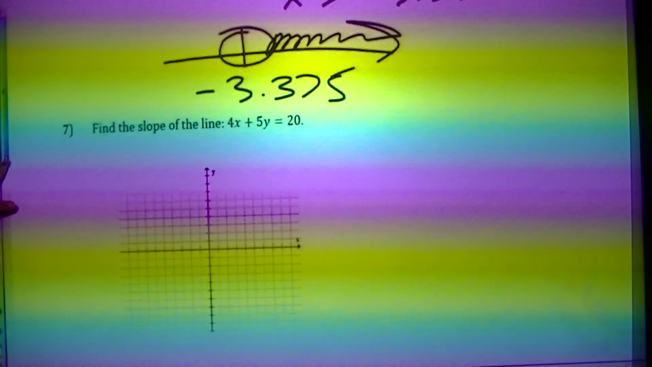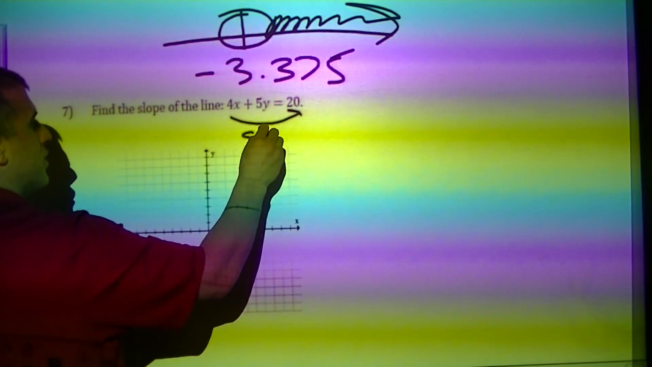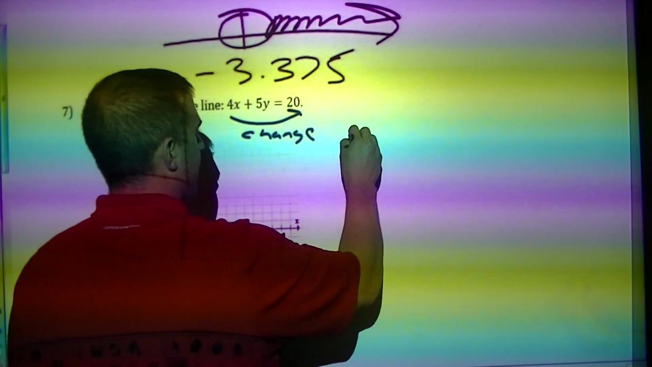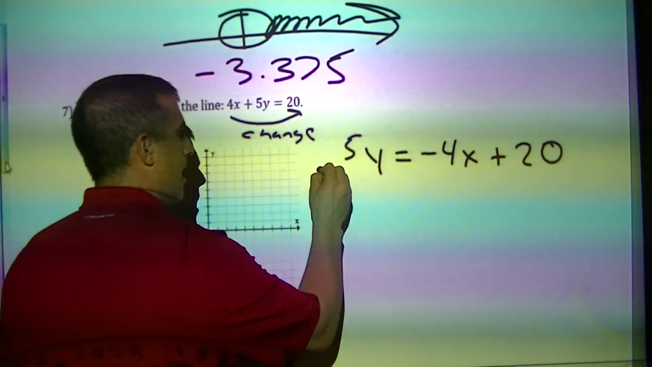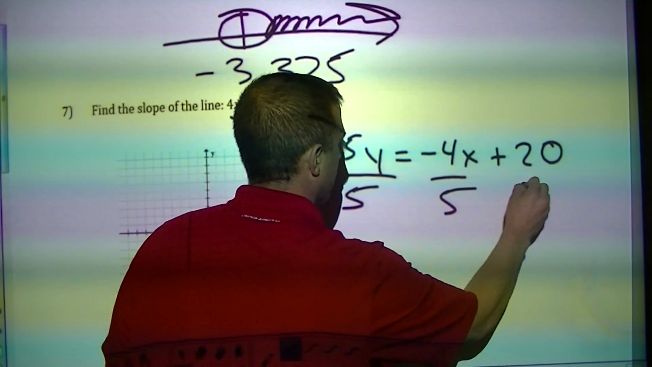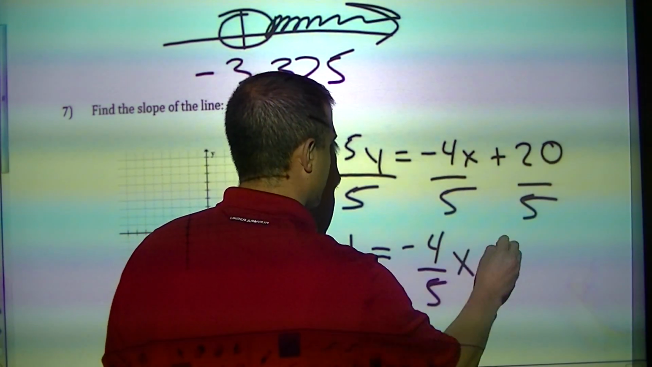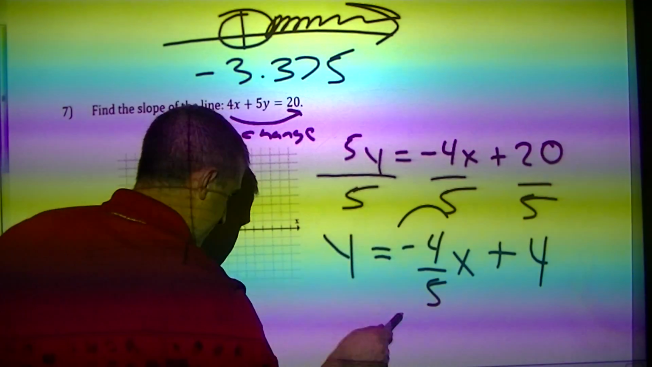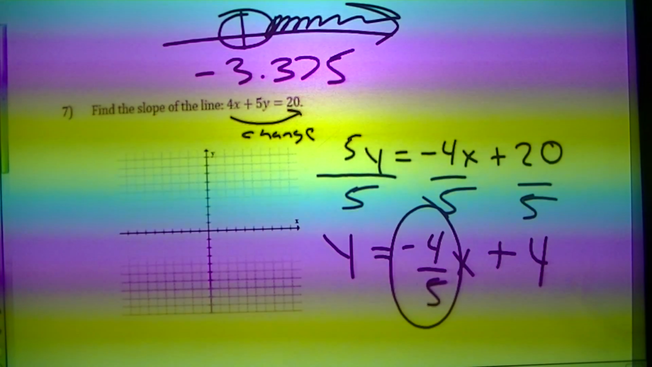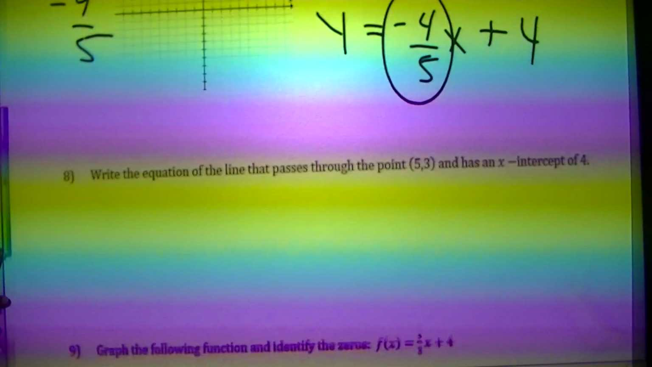Find the slope. So what I want to do is move that over to the other side. I want to change it when I move it over. So I got 5y equal to negative 4x plus 20. I want to get rid of this 5. So that's y equals negative 4/5 x plus 4. Now, what is the slope? Slope is this number right here. So that's what my answer is, negative 4/5. Moving on to number 8.